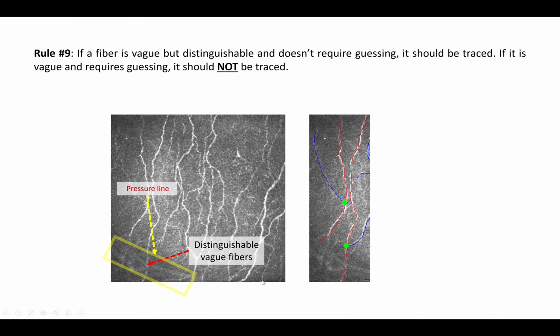Here's another example. Right here, that's a pressure line. So the fiber is a bit vague, but it's still distinguishable, and that's why we trace it.